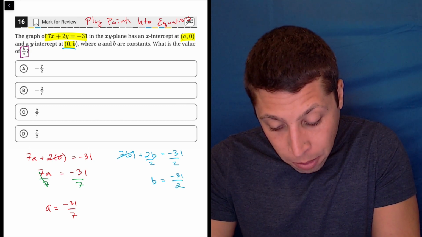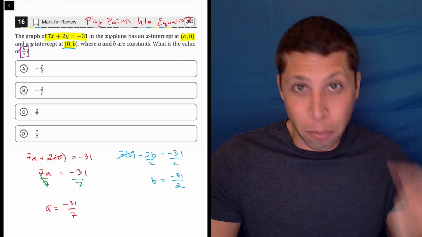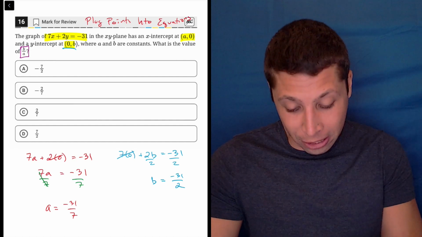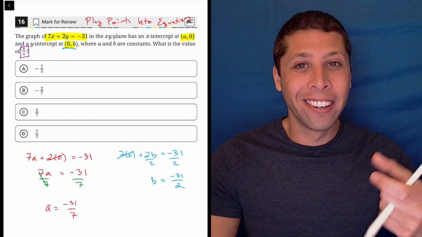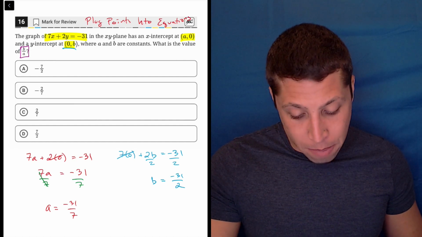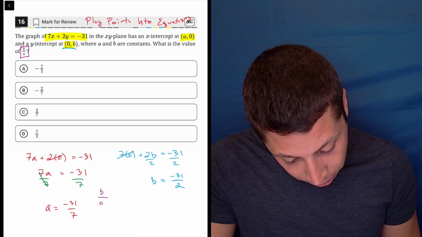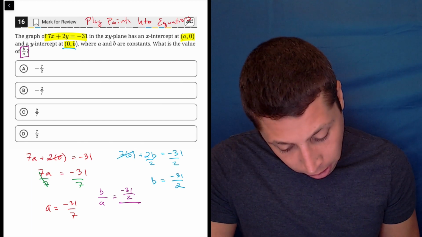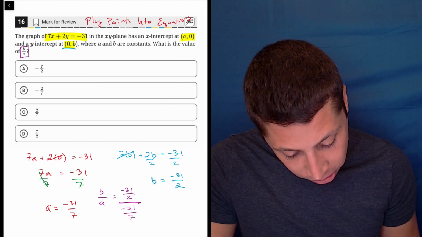And what do they want from me? They want the value of b over a. So just make sure that you put the b on top, even though your brain probably really wants the a to be on top, because look at the answer choices, right? If we flip it, we're going to get it wrong. So b over a is going to be negative 31 over 2 over negative 31 over 7.